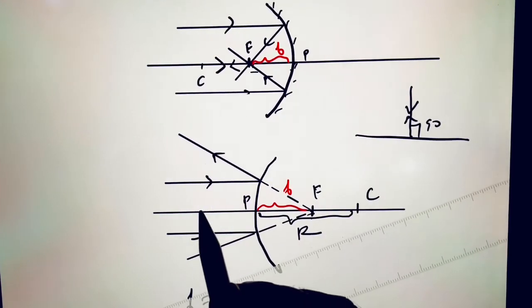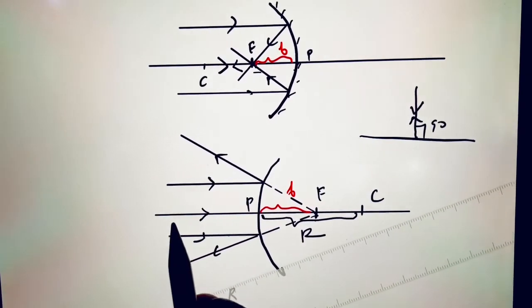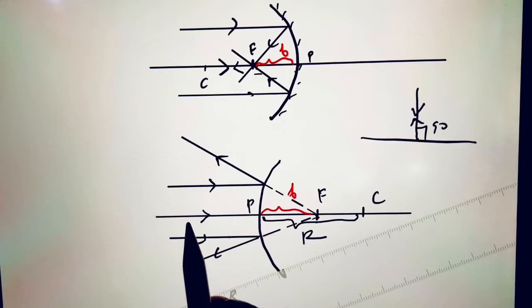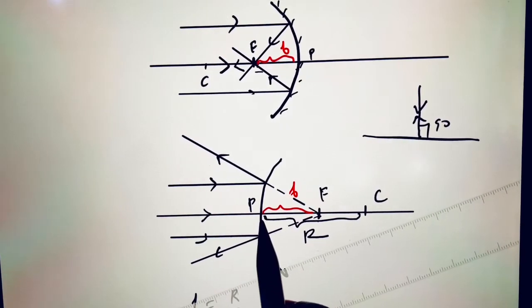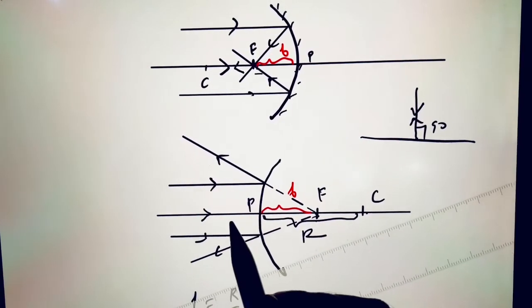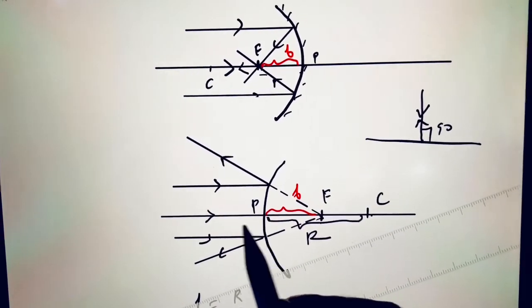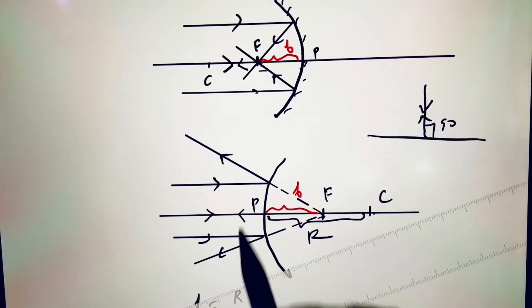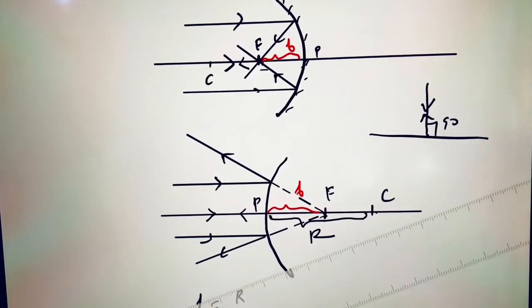Similarly, in this case also, the ray of light which is along the principal axis is the ray of light that would pass through the center of curvature, and this ray of light will hit the mirror at 90 degrees, so it gets reflected back along the same path. So we just have to keep that in mind.